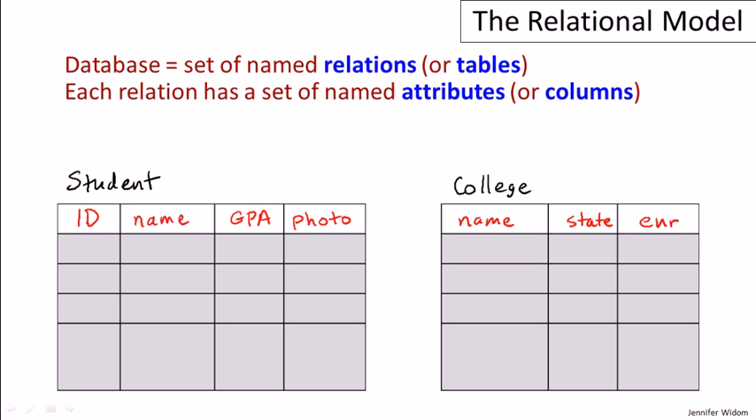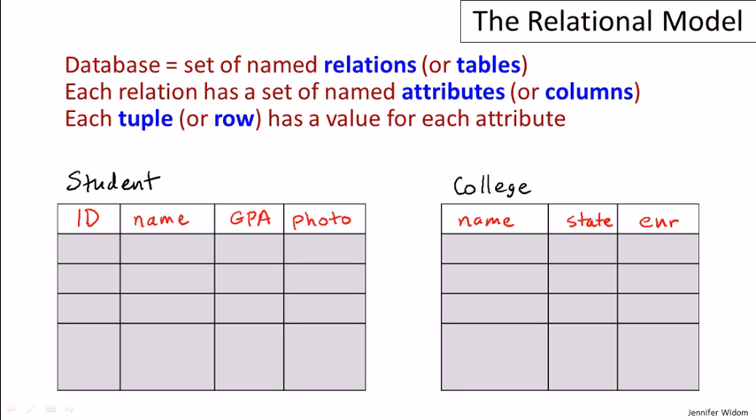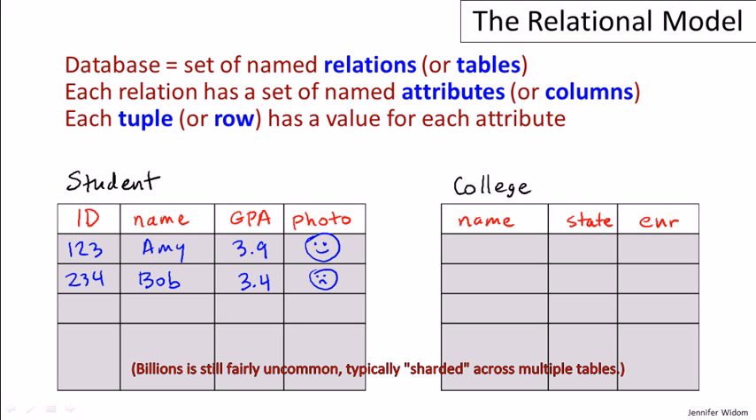Now, the actual data itself is stored in what are called the tuples, or the rows, in the tables. So let's put a couple of data tuples in our tables. Let's start with the students, and let's say that our first student has ID 123, name is Amy, GPA 3.9, and she's happy with that, so she has a smiley photo. Our second student is 234, it's Bob. His GPA is 3.4. He's not quite as happy. And typically, of course, a table will have thousands, maybe millions, even sometimes billions of rows, each row containing a value for each attribute.